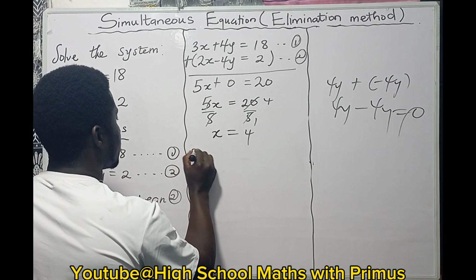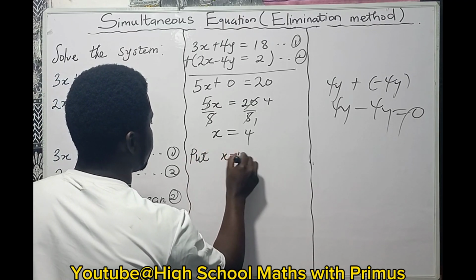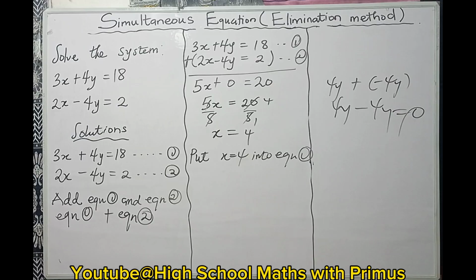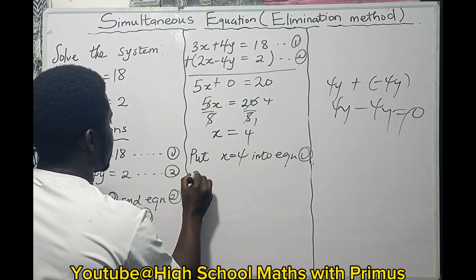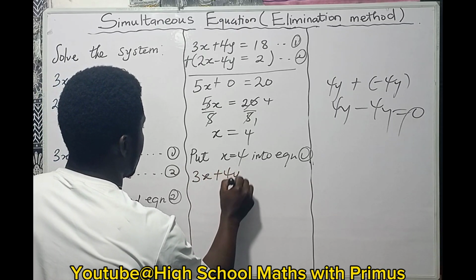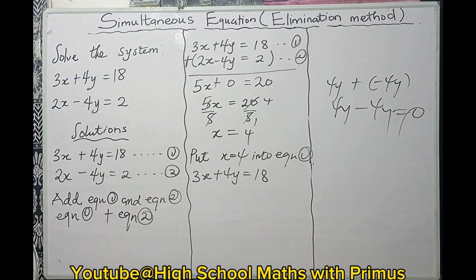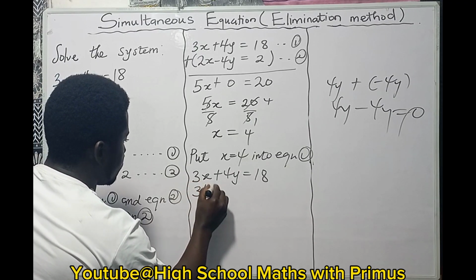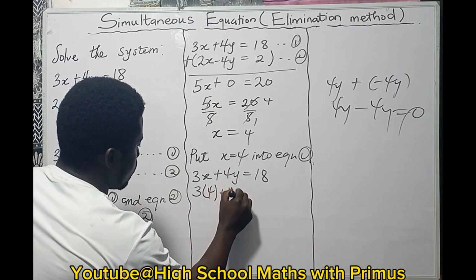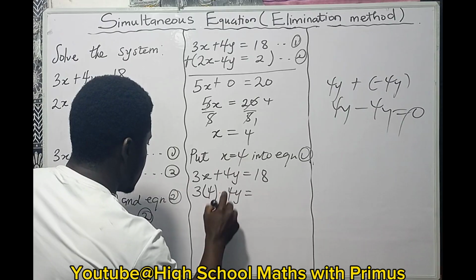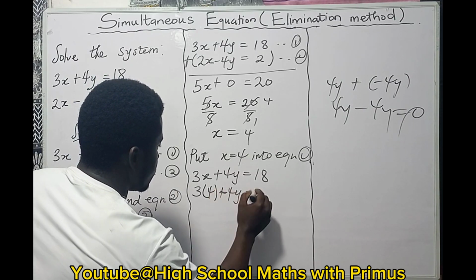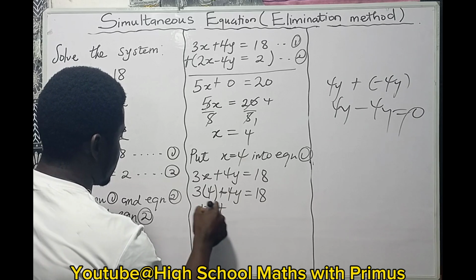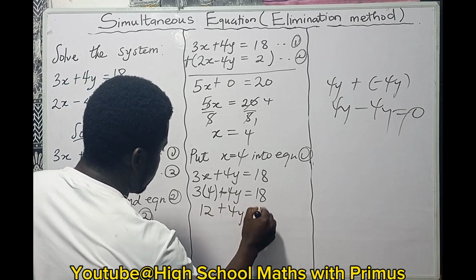So we say put x is equal to 4 into equation 1. Equation 1 is 3x plus 4y is equal to 18. Wherever we see x, we replace it with 4. So this is the same as having 3 times 4 plus 4y is equal to 18. 3 times 4 is 12, plus 4y is equal to 18.